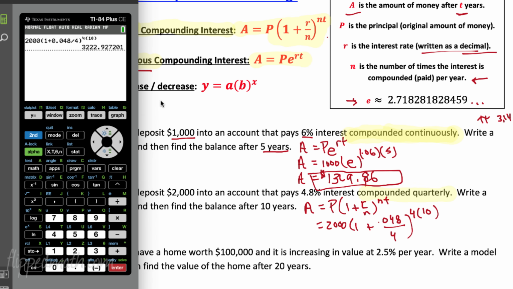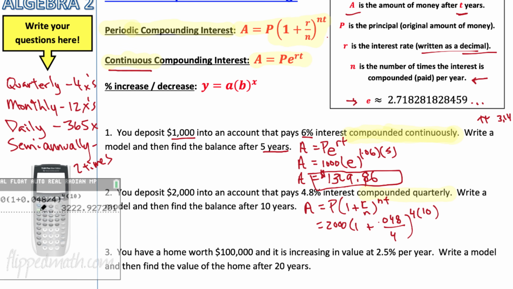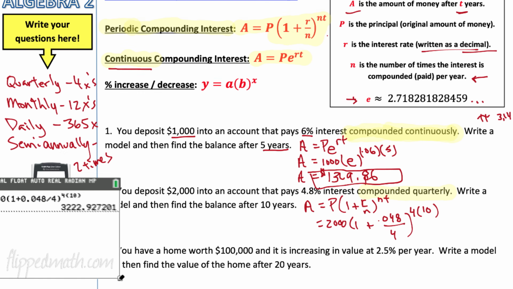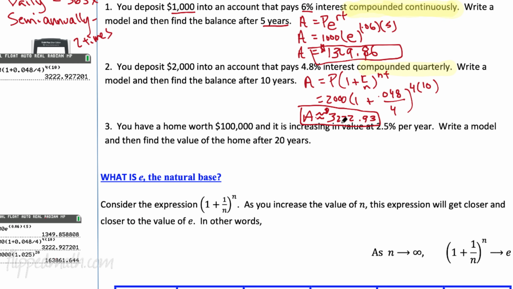Now, brain check again. Does that make sense in this problem? If we have $2,000 and we invest it for 10 years, that's approximately equal to $3,222.93. That's what the amount would be. Does that make sense? Is that reasonable? That is reasonable, because you invest $2,000 and you leave it in the bank for 10 years, you're going to make some money on that.